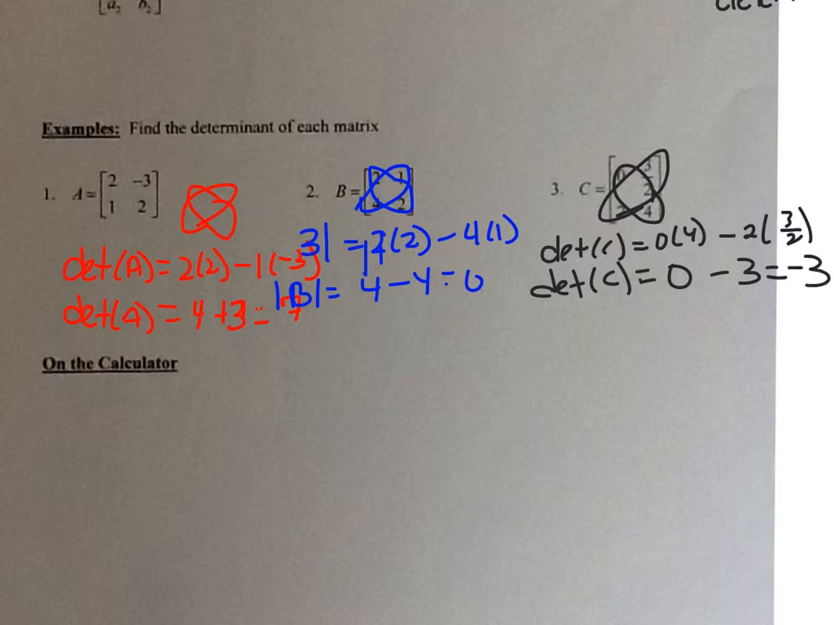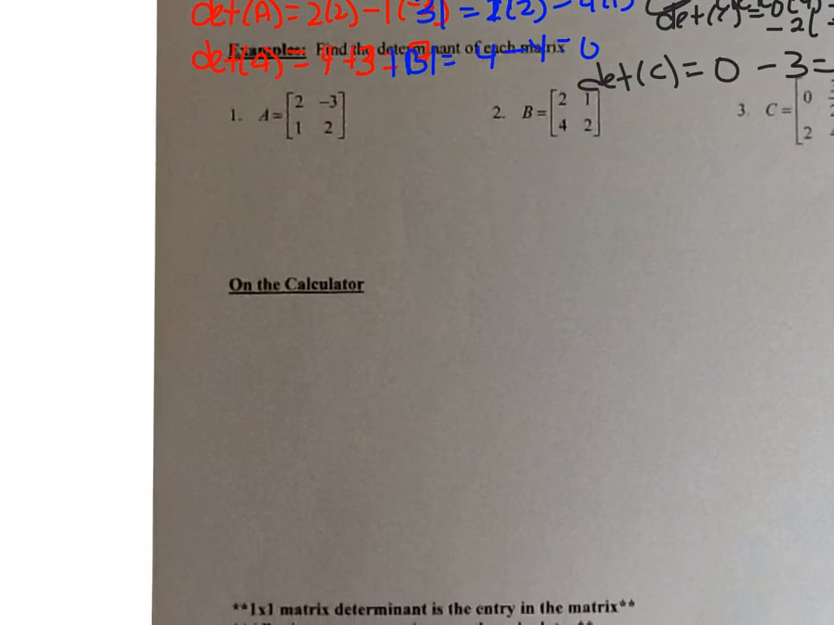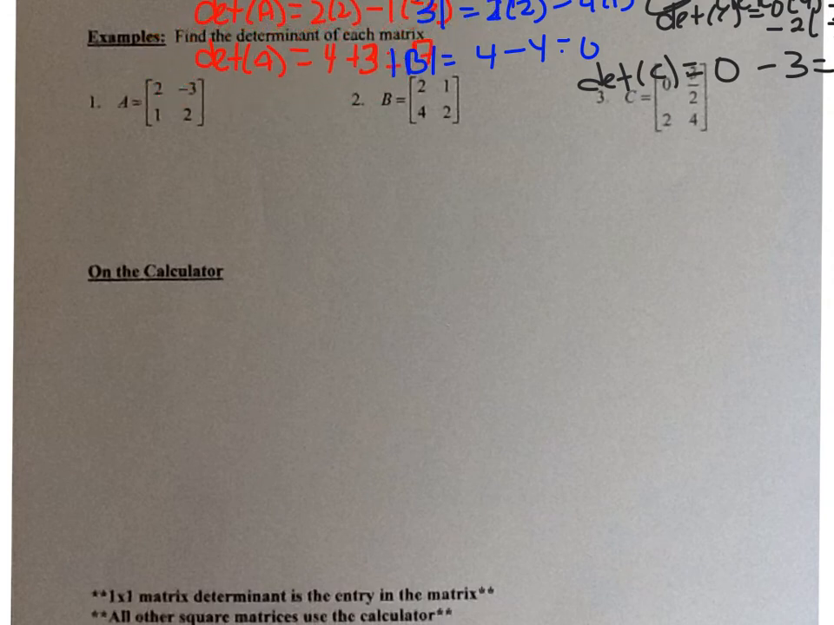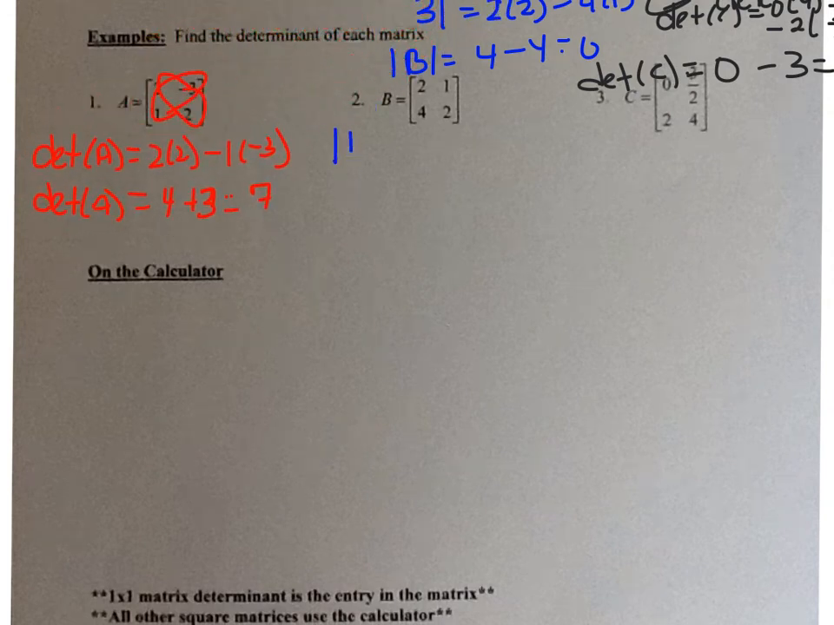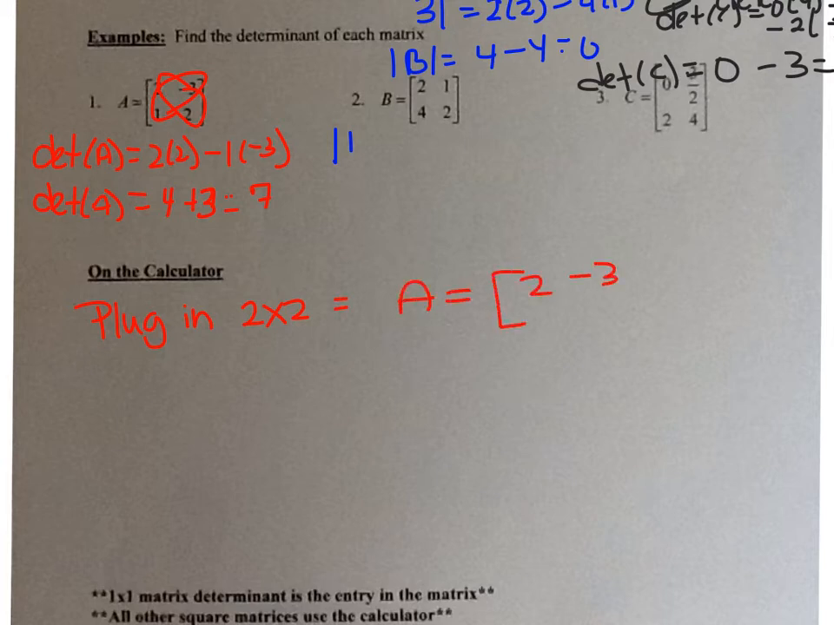Okay, so now you can also get the determinant on the calculator. So let's plug in this determinant here. Remember, this came out to be 7. So let's use A. We're going to plug in a 2 by 2. So go to edit on your calculator and plug in matrix A, which is 2, negative 3, 1, 2.